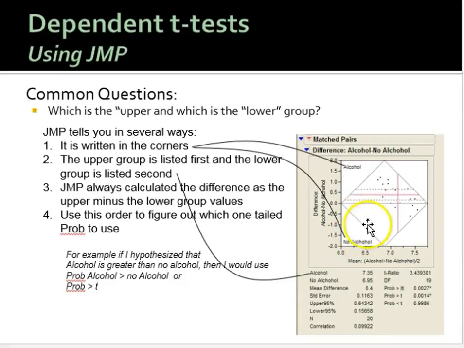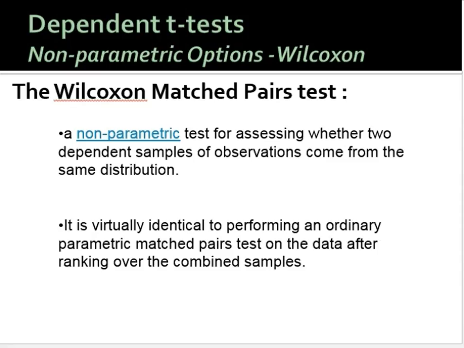Okay, and JMP also tries to put these within the figure as well, so that you can see which observations had a higher alcohol response versus those observations that had a higher no alcohol response. Right? And just like with the independent t-test, we have an option for a non-parametric test if we find that that difference column is not normally distributed. And it's another Wilcoxon test.